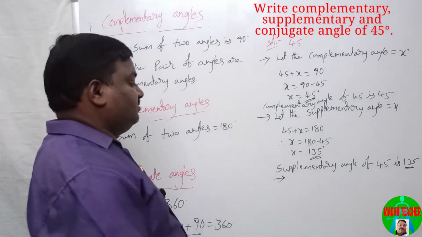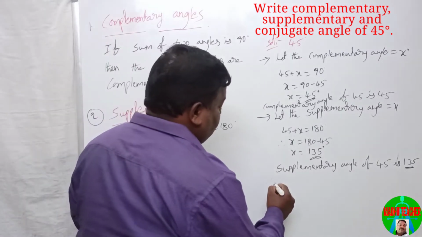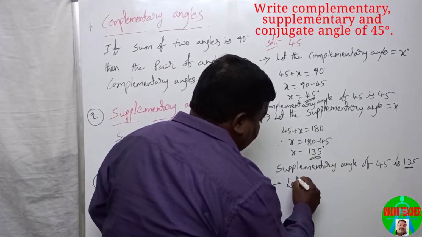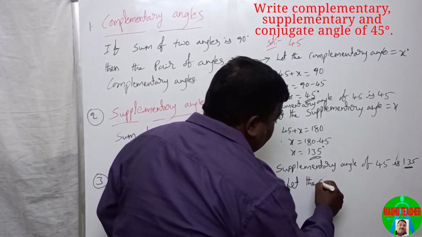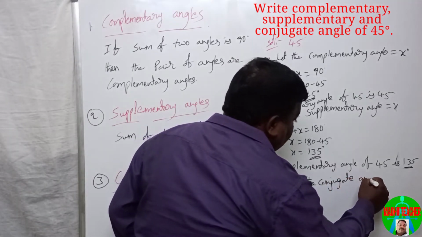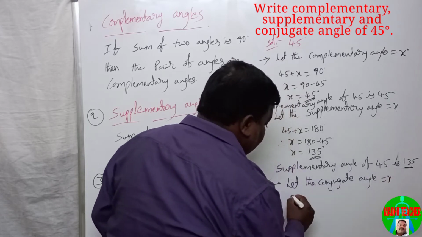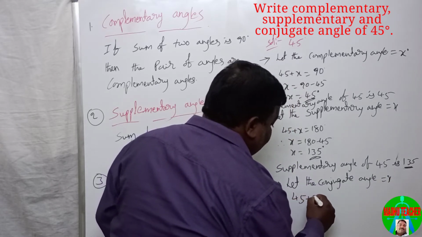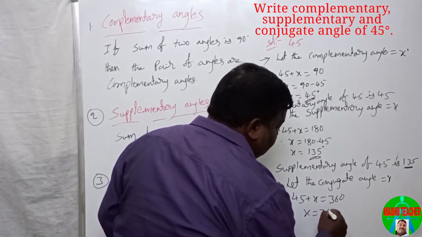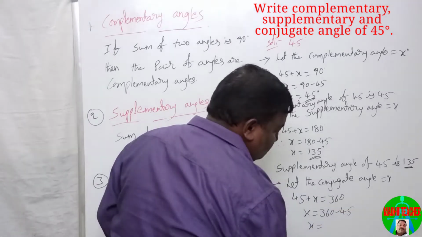Okay. Next, conjugate angle. We don't know the conjugate angle, so let the conjugate angle equal x. Therefore 45 plus x equals 360 degrees. Therefore x equals 360 degrees minus 45. That is, x equals how much?